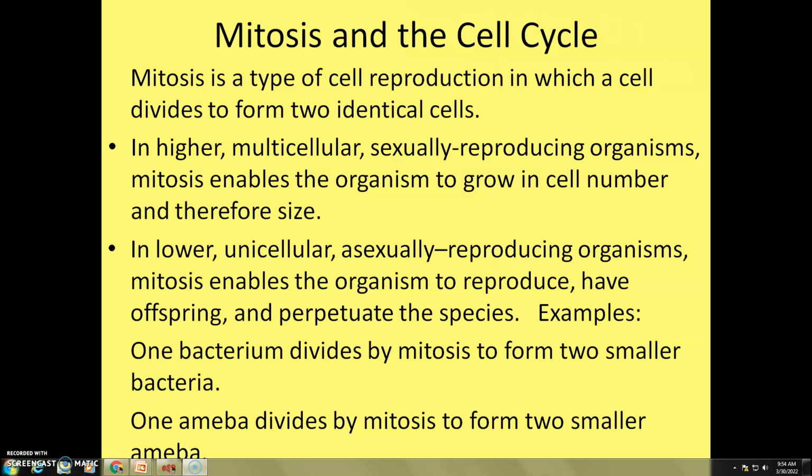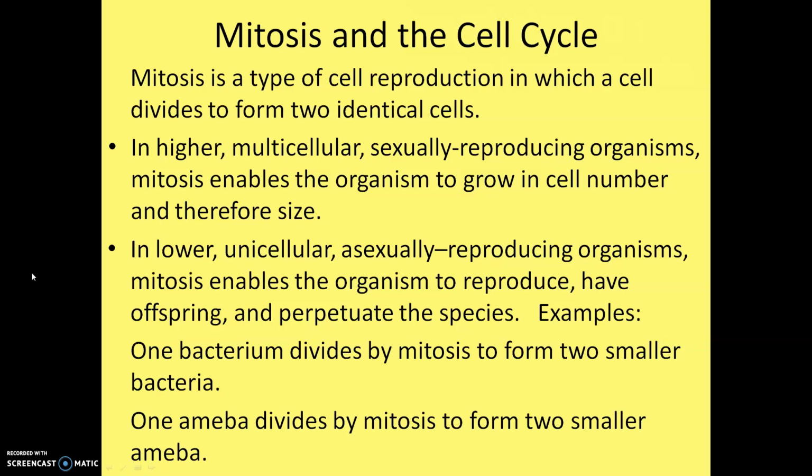So when we deal with mitosis in the cell cycle, cell division, also known as the cell cycle, is often called mitosis. However, mitosis is only a section of the cell cycle, or of cell division. There are three parts which we will be talking about. But mitosis, cell division, the cell cycle, is a type of cell reproduction in which a cell divides to form two identical cells. So this process is a cloning process. In higher multicellular sexually reproducing organisms like you and me, this is used to make our somatic, or our body, cells.